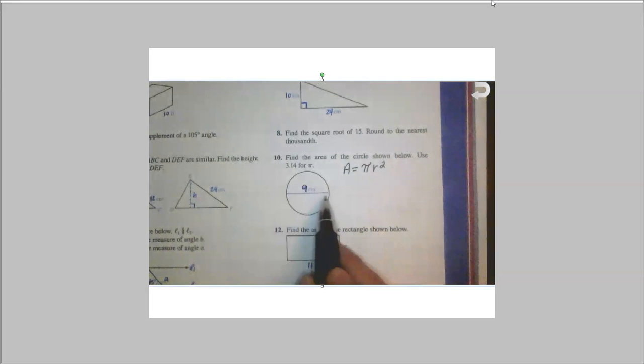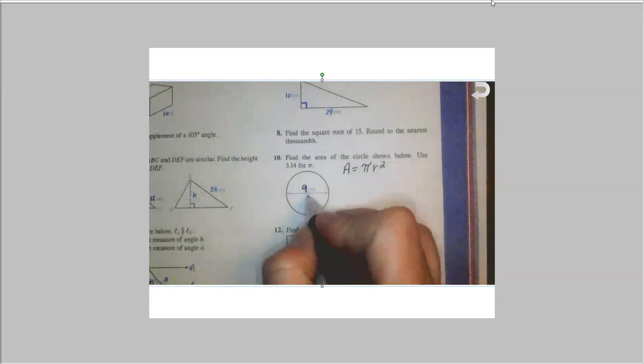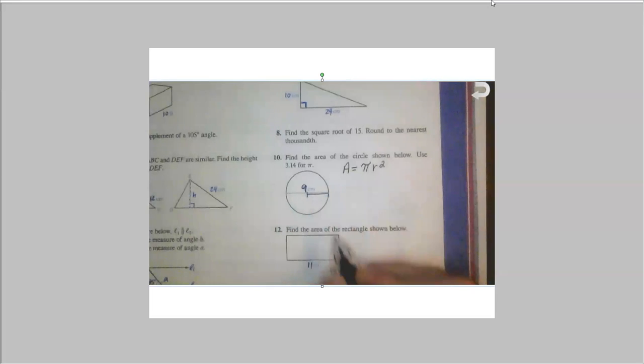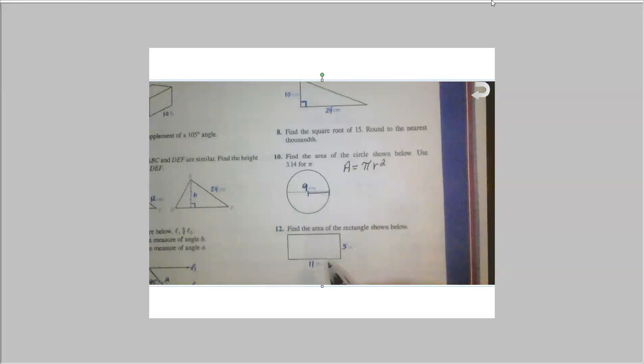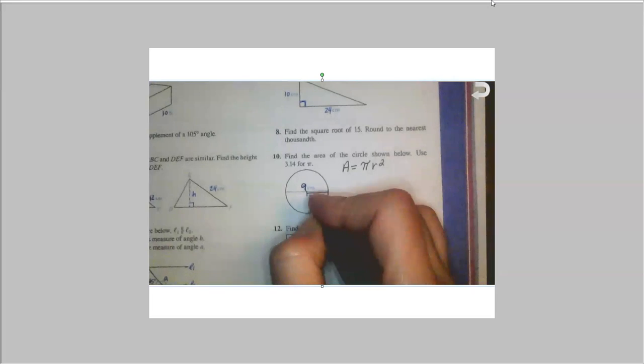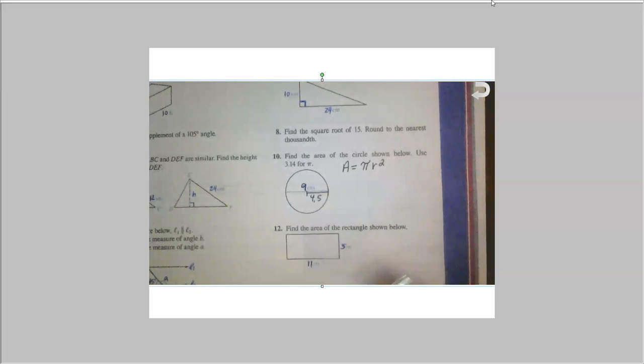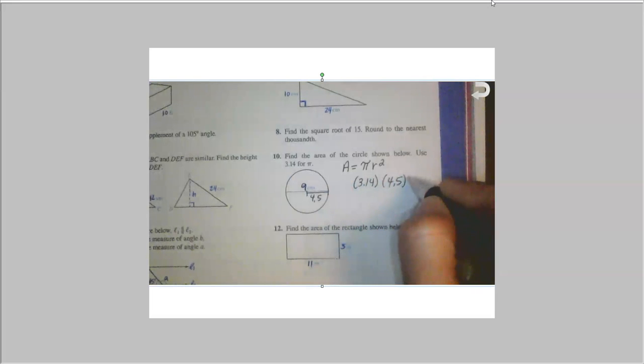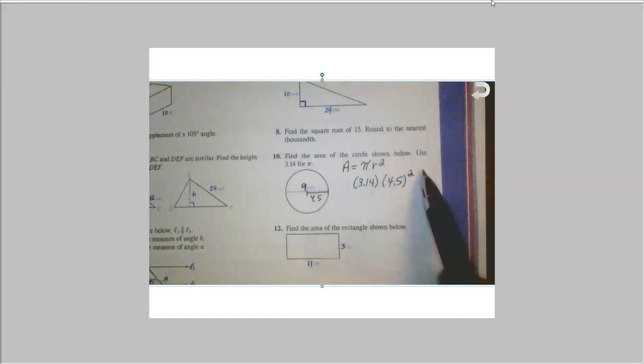Now in this problem, we're given the diameter is 9, but remember the radius is half of 9. Be careful, half of 9 is not 3, but half of 9 is 4.5. So I'm going to make the substitutions, use 3.14 in the place of pi. So 3.14 times 4.5 squared. Okay, you can use your calculator, but the way you work this problem is important. We have to do exponents before we multiply. So that's 4.5 times 4.5 times 3.14.